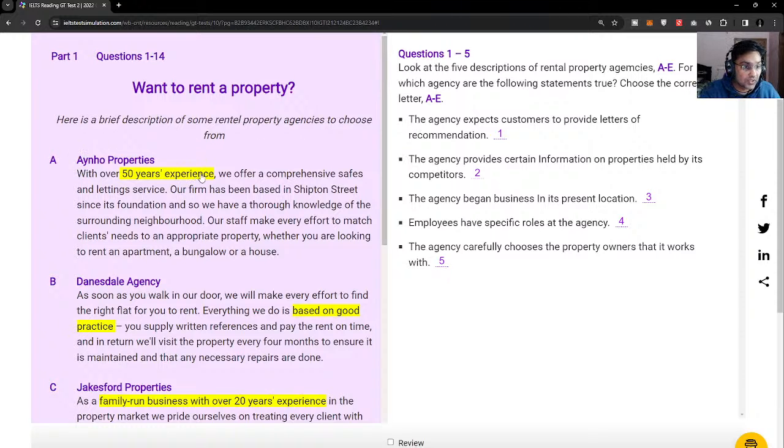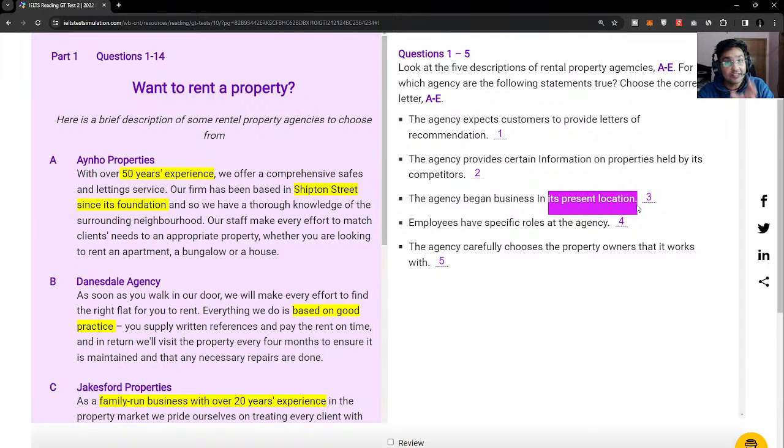So this has a lot of experience, 50 years of experience, and it is based in Shipton Street since its foundation. Okay. The agency expects customers to provide letters of recommendation. Does it match? No, it doesn't. The agency provides certain information on properties held by its competitors. No, not Ainho Properties. The agency began business in its present location. Shipton Street since its foundation in its present location.